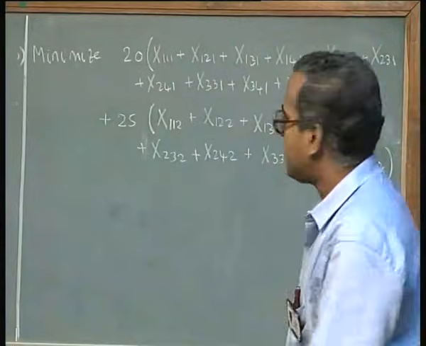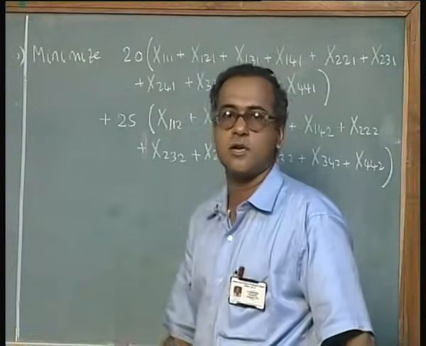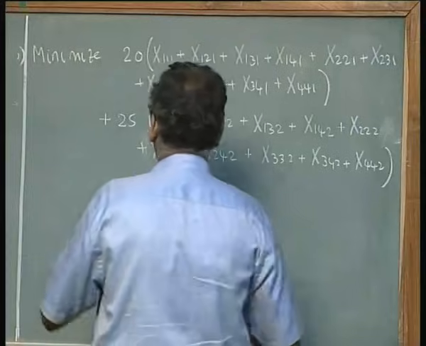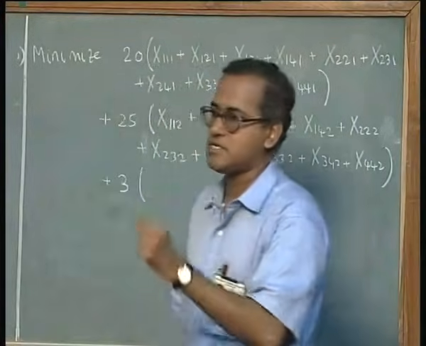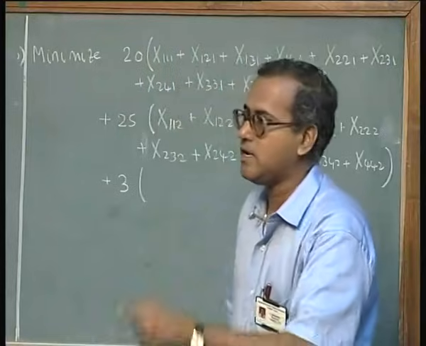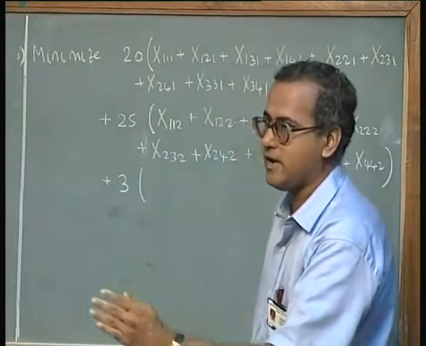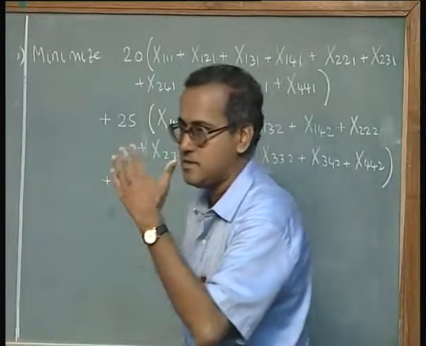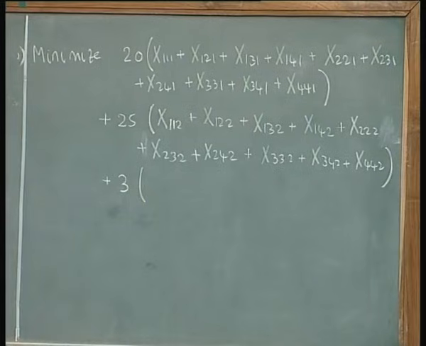Now, we also need to write the cost term corresponding to the quantities that we are carrying. So, what do we do? Plus 3. 3 is the cost that we incur to carry a unit for 1 month. So, all the quantities that are carried from the first month to the second month will come here. Produced in the second month and carried to the third month will come here, and produced in the third month to carry to the fourth month will come here.